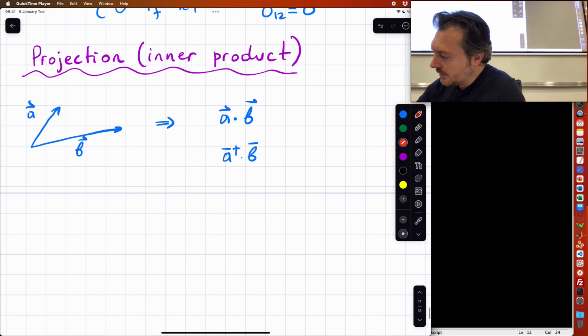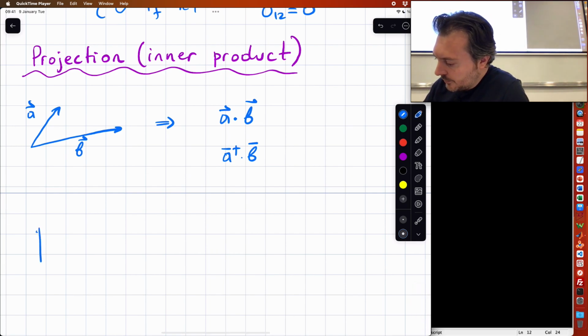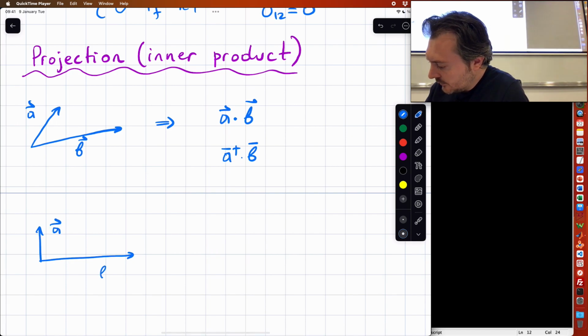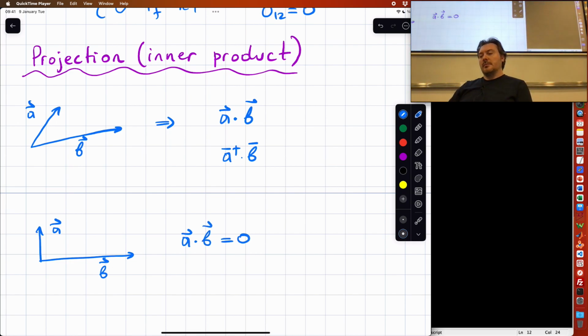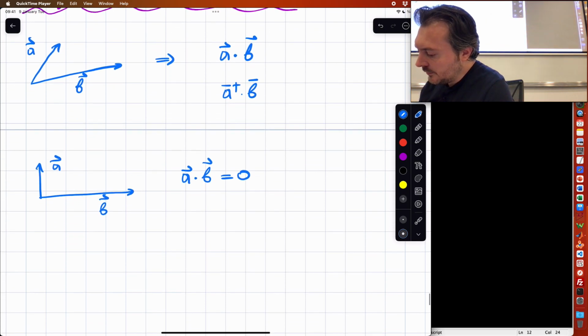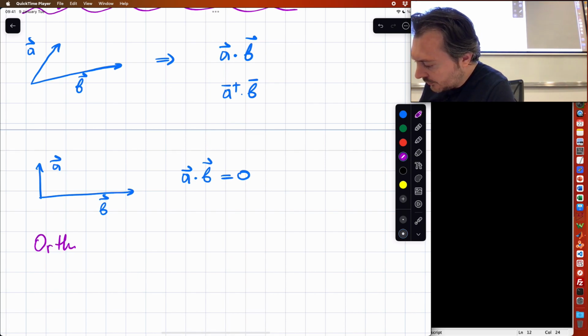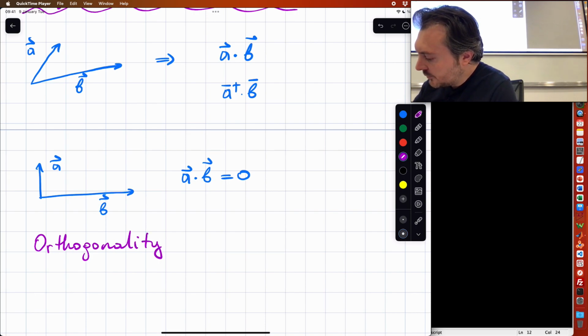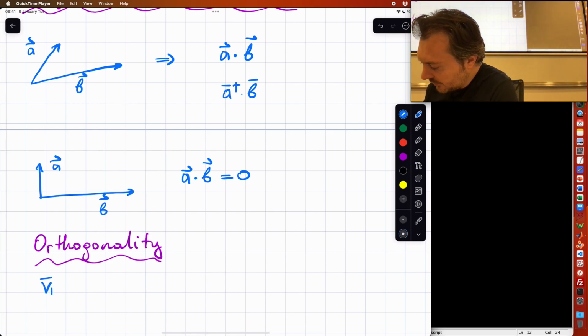So if you remember, when two vectors were perpendicular, like this, their dot product would give us 0, right? That's orthogonality. So in our case, orthogonality corresponds to two vectors having no projection on top of each other.